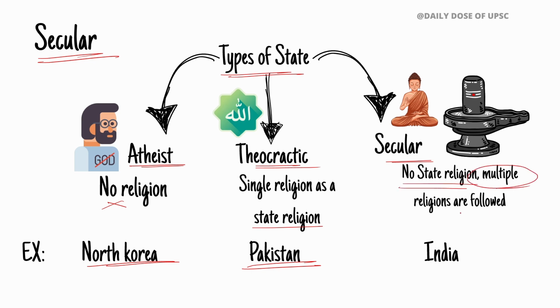In the secular kind of state, there is no state religion, and there is a following of multiple religions. There is a mix of religions in the secular kind of state. For example, in India, there is a mix of multiple religions. This kind of state is known as secular.